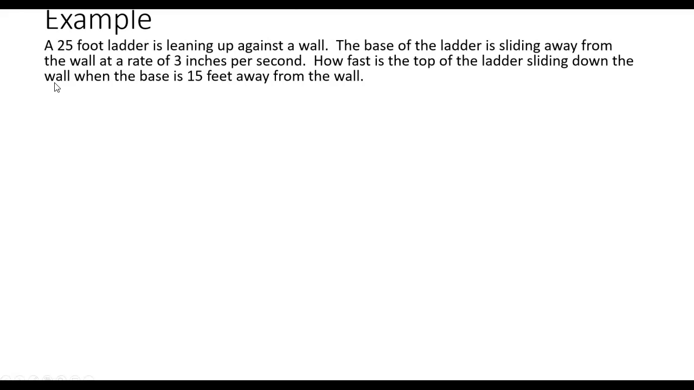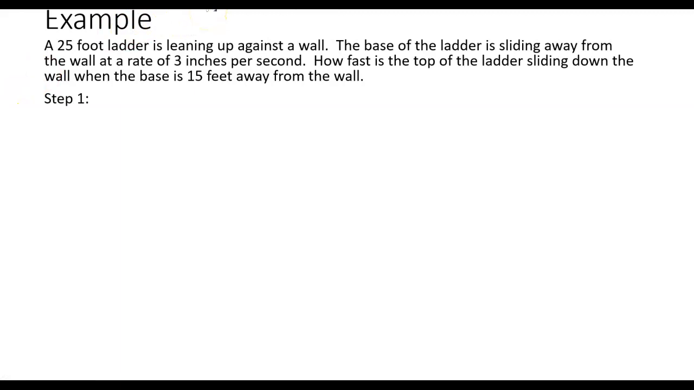So here's an example. A 25-foot ladder is leaning up against a wall. The base of the ladder is sliding away from the wall at a rate of 3 inches per second. How fast is the top of the ladder sliding down the wall when the base is 15 feet away from the wall? So step one is to draw a picture.